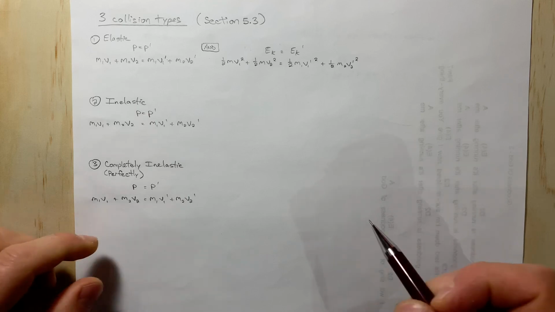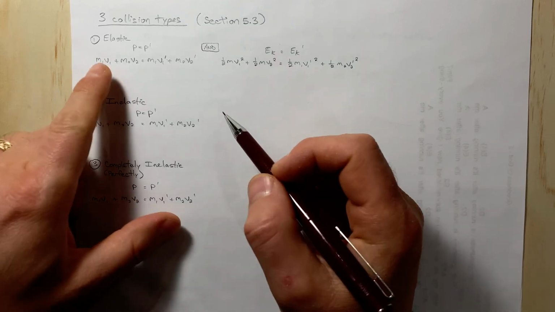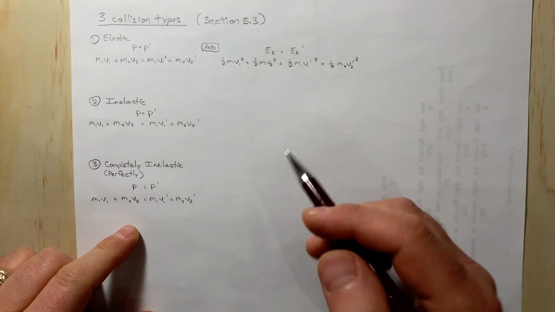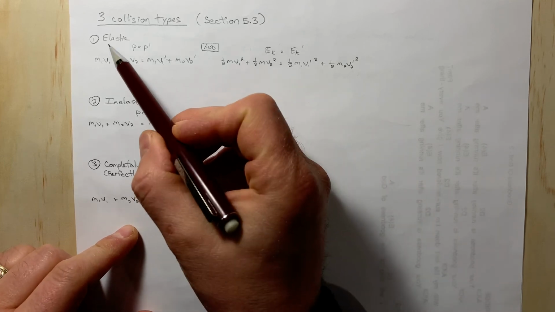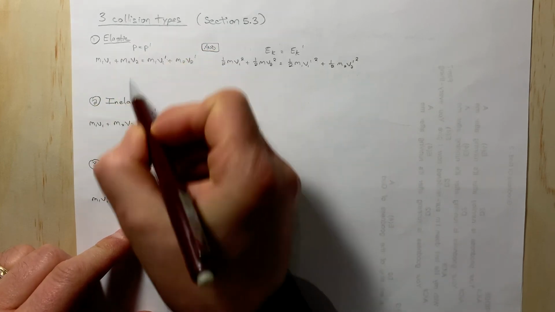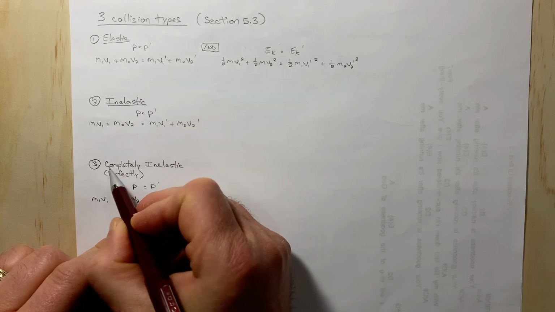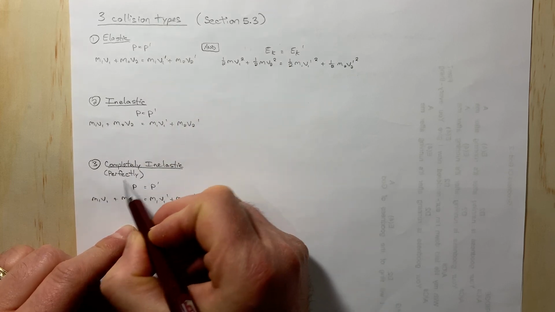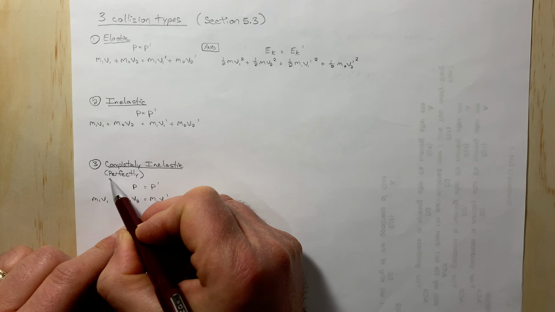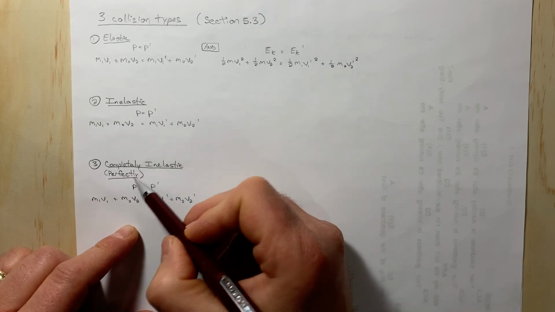Okay, so in section 5.3, it talked about three collision types, and I just wanted to run through this quickly before I do an example. There are three collision types. There's elastic, inelastic, and completely inelastic. Completely inelastic is sometimes called perfectly inelastic, just so you know, if you run across those words.